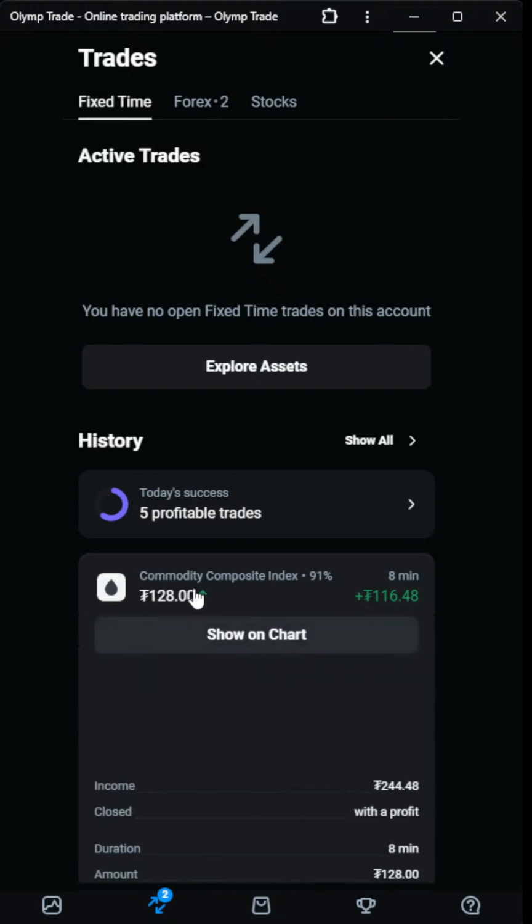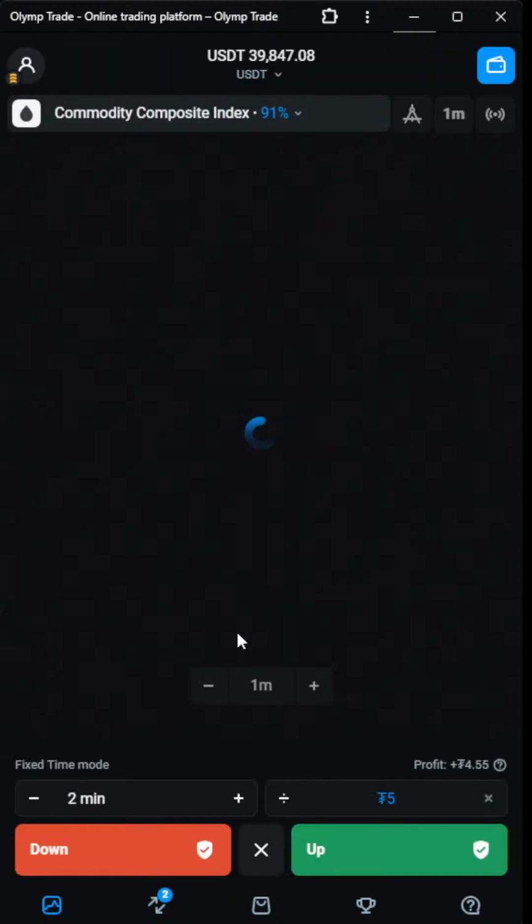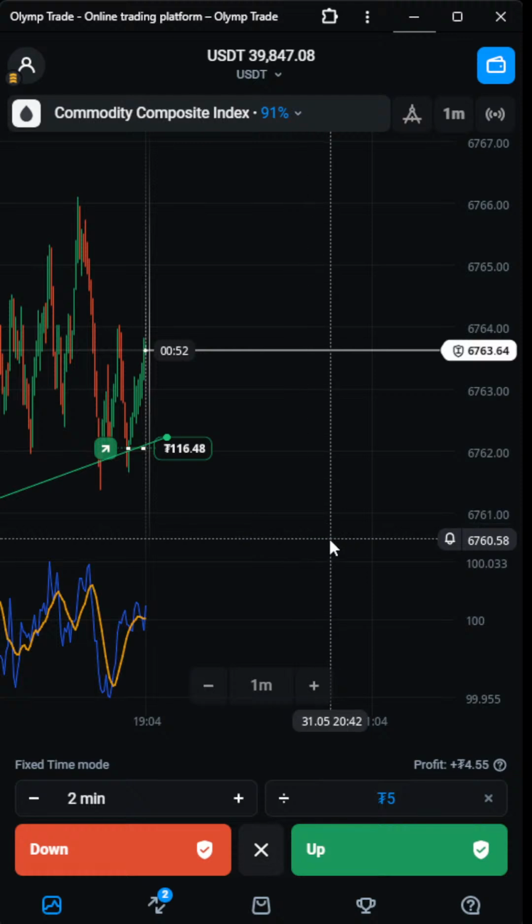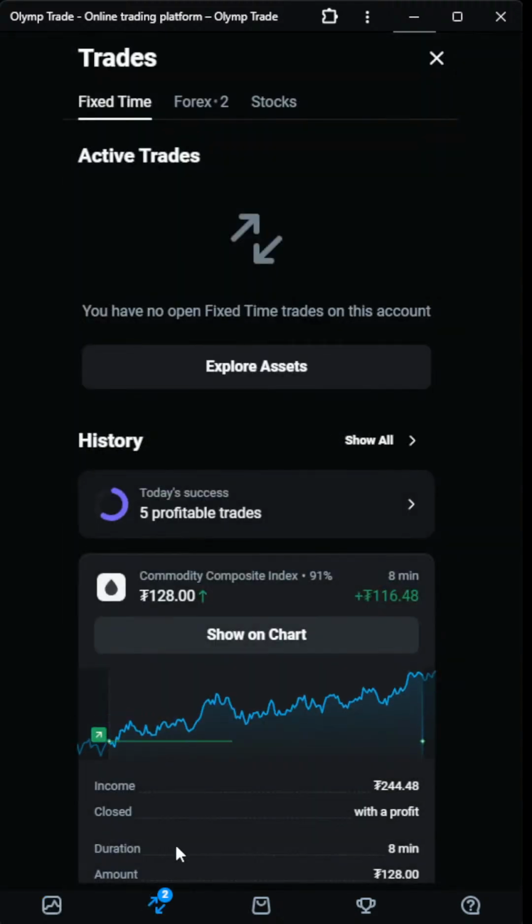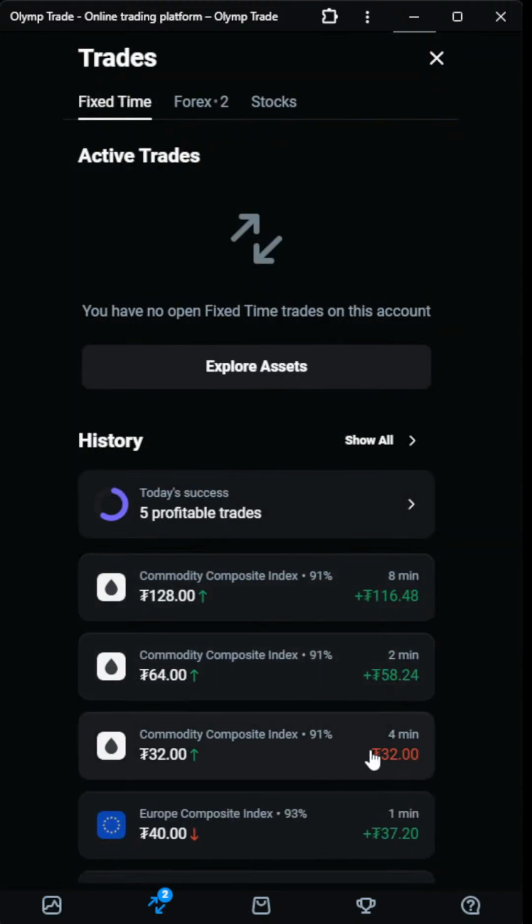Okay, so both of our trades are profitable, guys. Nice. In the beginning, these two trades are giving us very good momentum. The commodity composite index trade was negative, and after that we have two consecutive profitable trades.